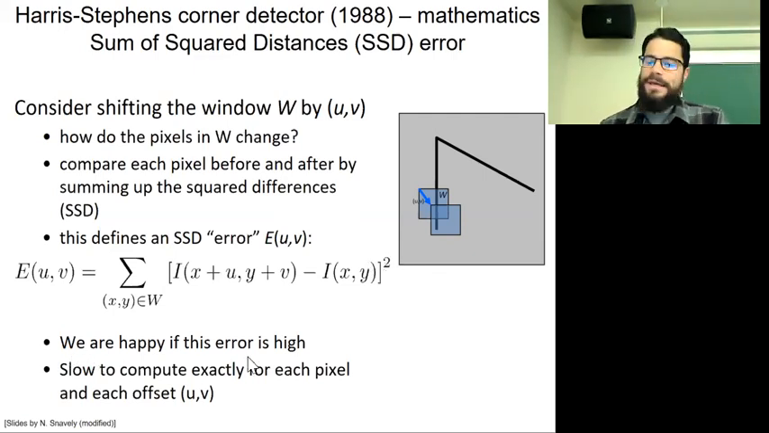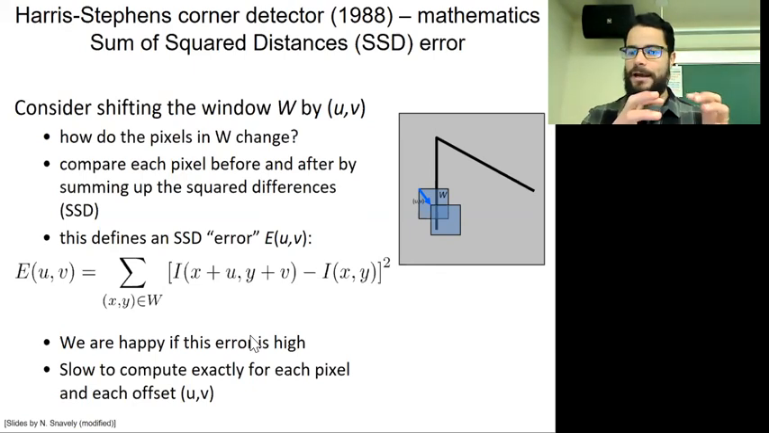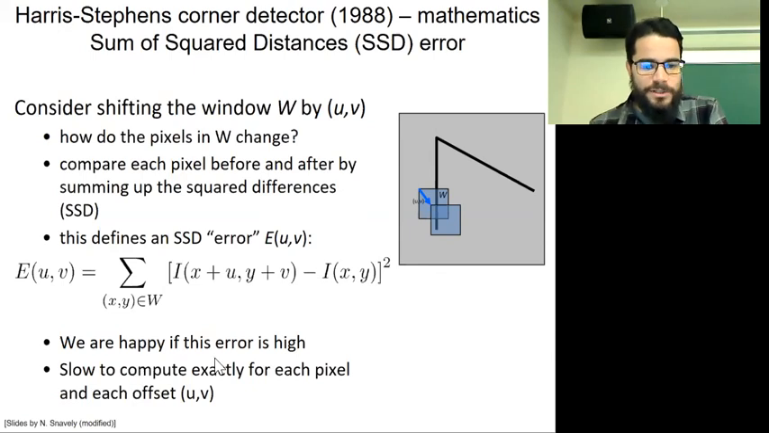And the reason why it's called the square is because you have, of course, to the power of 2 here. We are happy if this error is high, of course, because if we are in a corner, by moving it a little bit and then summing the square differences, this error is going to be high. So we are happy if this error is high. It is slow to compute exactly for each pixel and each offset UV. So you could definitely do that for each pixel on each window, and you could center these windows in all positions of the image. That's a possibility, but no one is doing that because this is not efficient, okay?